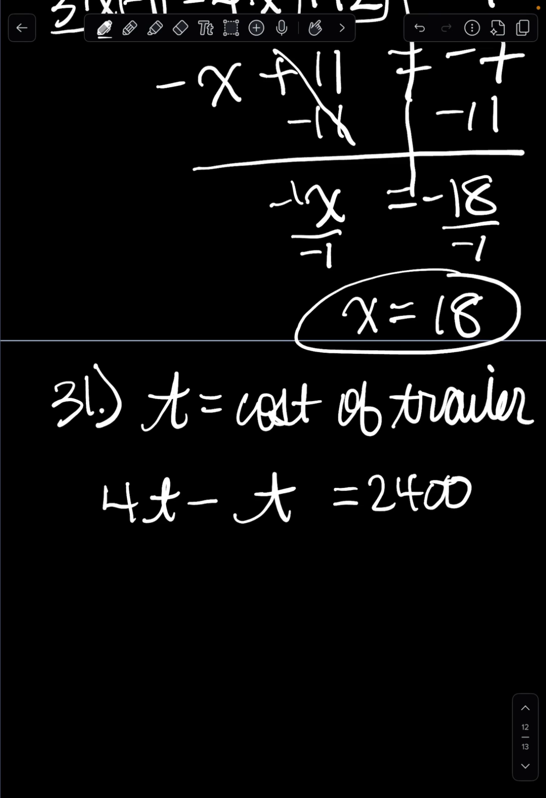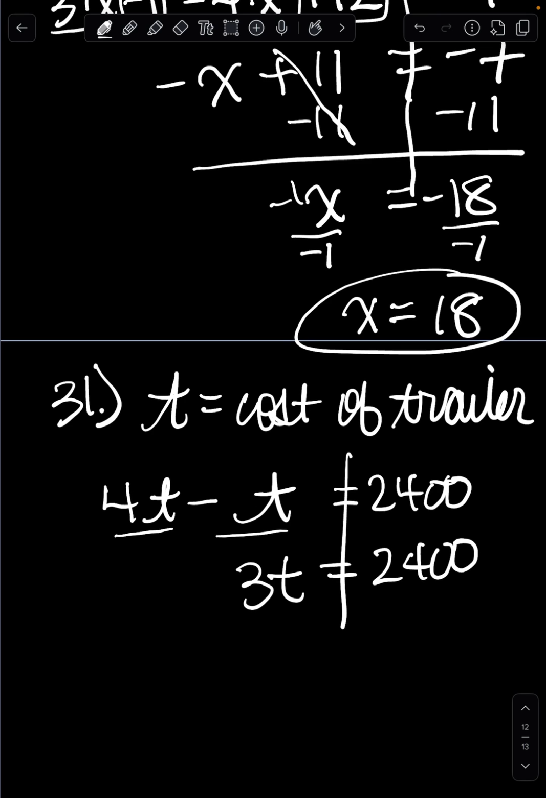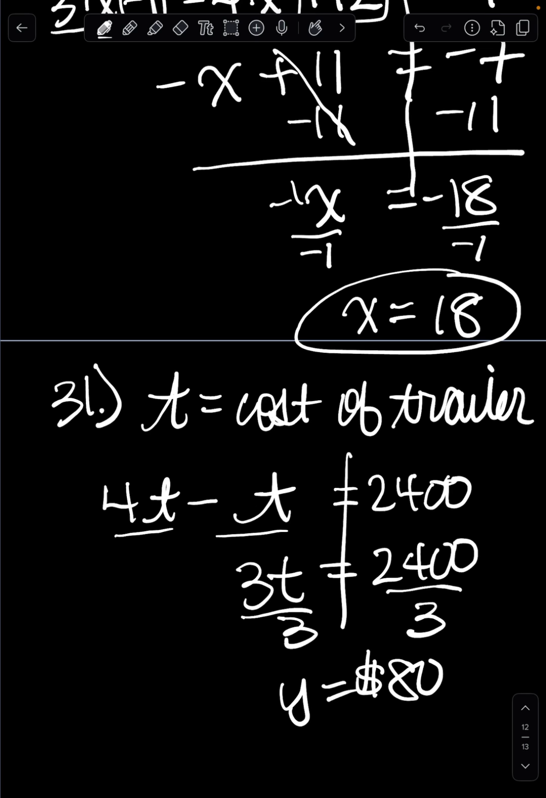So 4t minus t equals 2,400. There's my equal sign. Just so happens that these t's are on the same side of the equal sign, which means that they are like terms. I can go ahead and combine. That gets me 3t equals 2,400, and I'll divide both sides by 3. That's going to give me $800.